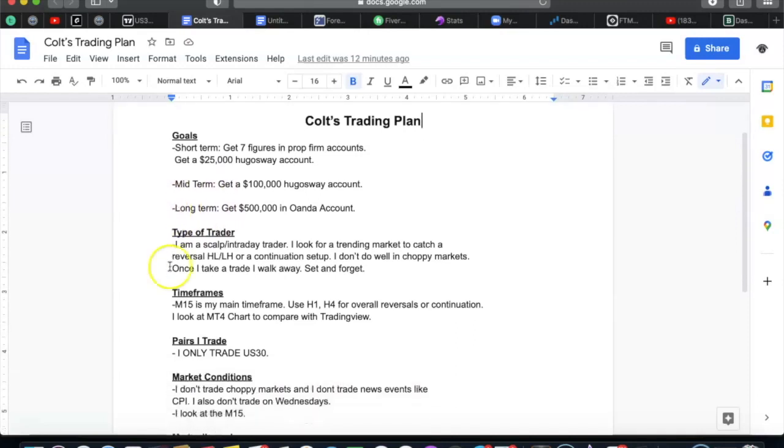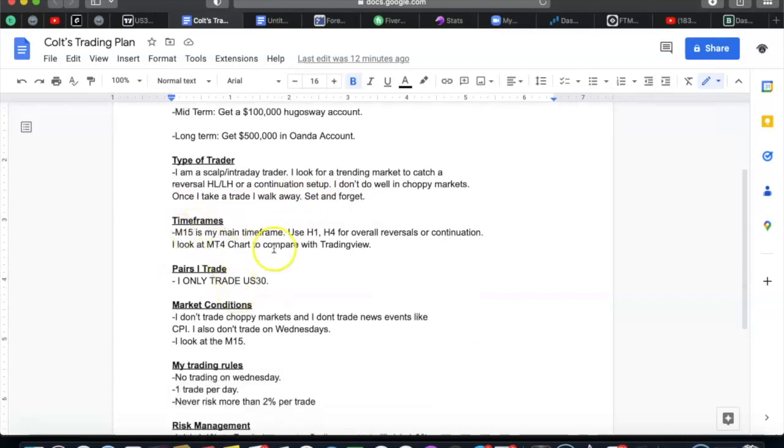You definitely want to figure out what type of trader that you are. With me, I am a scalp/intraday trader. I look for trending markets to catch a reversal, higher low or lower high, or continuation setup. I don't do well in choppy markets. So you want to identify like the market conditions that you don't do well in. Only take a trade. Once I take a trade, I walk away, set and forget. Okay, time frames, you want to identify what time frames that you're using.